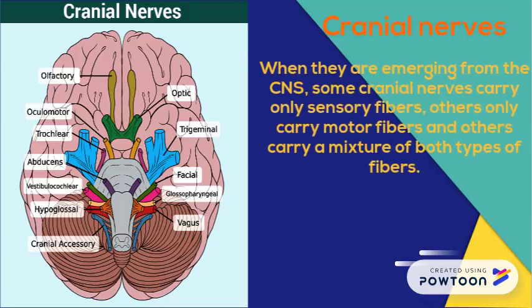Cranial nerves. When they emerge from the central nervous system, some cranial nerves carry only sensory fibers, others carry only motor fibers, and others carry a mixture of both types of fibers.